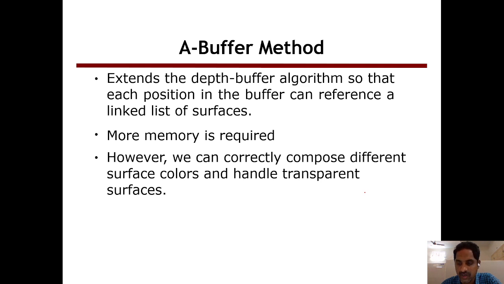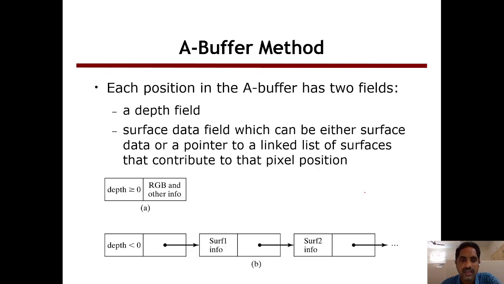We can refer to this as high memory. In that way, each position in the A buffer has two fields. The first one is the depth field, and the second one is the surface data field. So each buffer position has these two fields. The surface data field can be either surface data or a pointer to a linked list of surfaces that contribute to that pixel position.